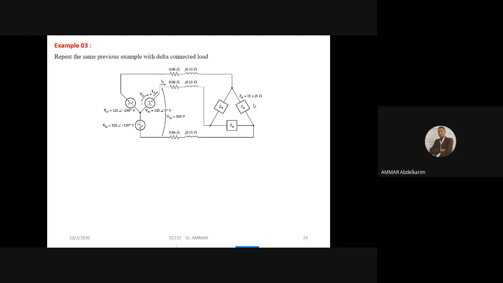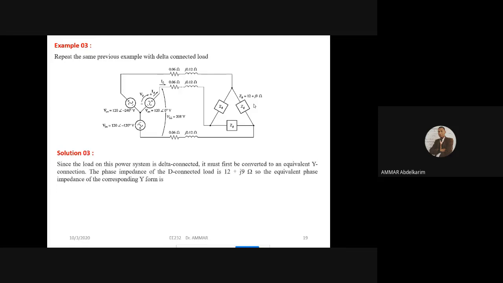Okay. So in this case, since the load of this power system is delta connected, it must be converted to an equivalent Y connection. The phase impedance of the delta connected load is 12 plus j9 ohms. So we need the equivalent phase impedance of the corresponding Y form. Firstly, it must be converted to Y connection. The relationship between Z_Y and Z delta: Z_Y equals Z delta over 3. So we are going to convert this system into an equivalent Y connection system.